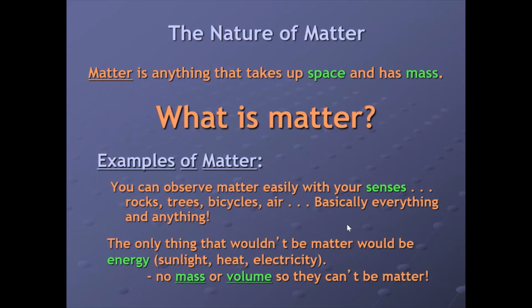All right, so we'll talk a little bit more about some examples in a second, but just a recap on what matter is. The nature of matter: it's anything that takes up space and has mass. Pretty much everything that you can think of is matter, with a few exceptions. You can observe matter easily with your senses, right? We talked about observation earlier in the term, and things that you can observe with your senses are things like rocks, trees, bikes, air, basically almost anything. The only thing that wouldn't be matter would be things like energy. So sunlight, heat, electricity, those are not matter because they have no mass or volume, right? So they can't be matter because they don't fit the definition.